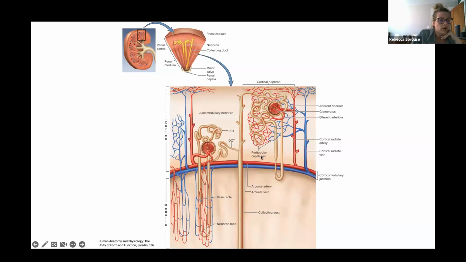If we are a cortical nephron, here's our arcuate artery, cortical radiate artery, afferent arteriole, glomerular capillaries, efferent arteriole, peritubular capillaries, and then cortical radiate vein, arcuate vein, and then out the kidney.